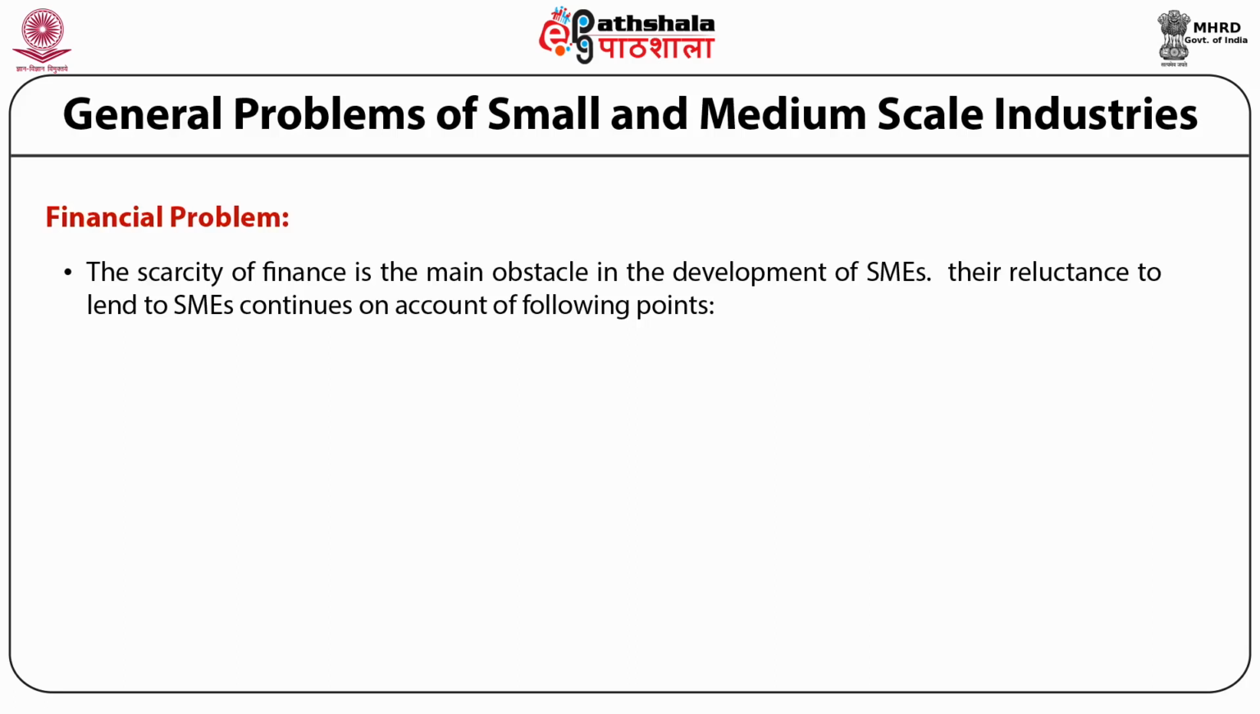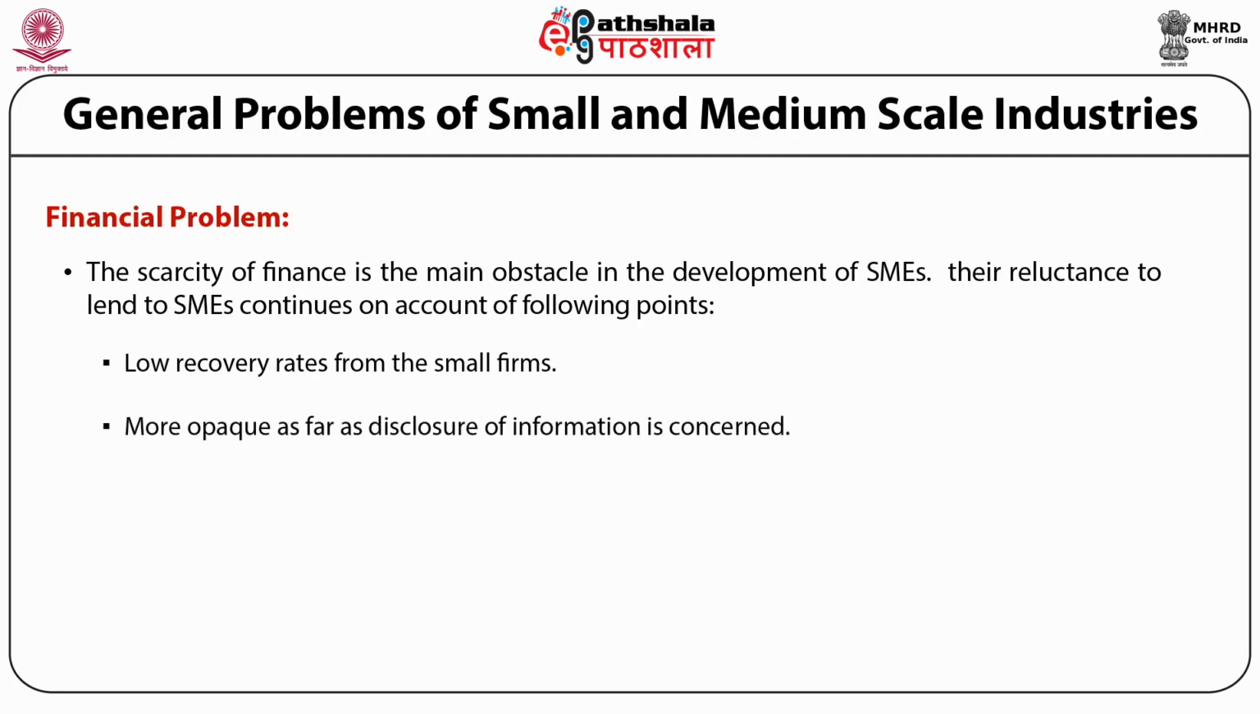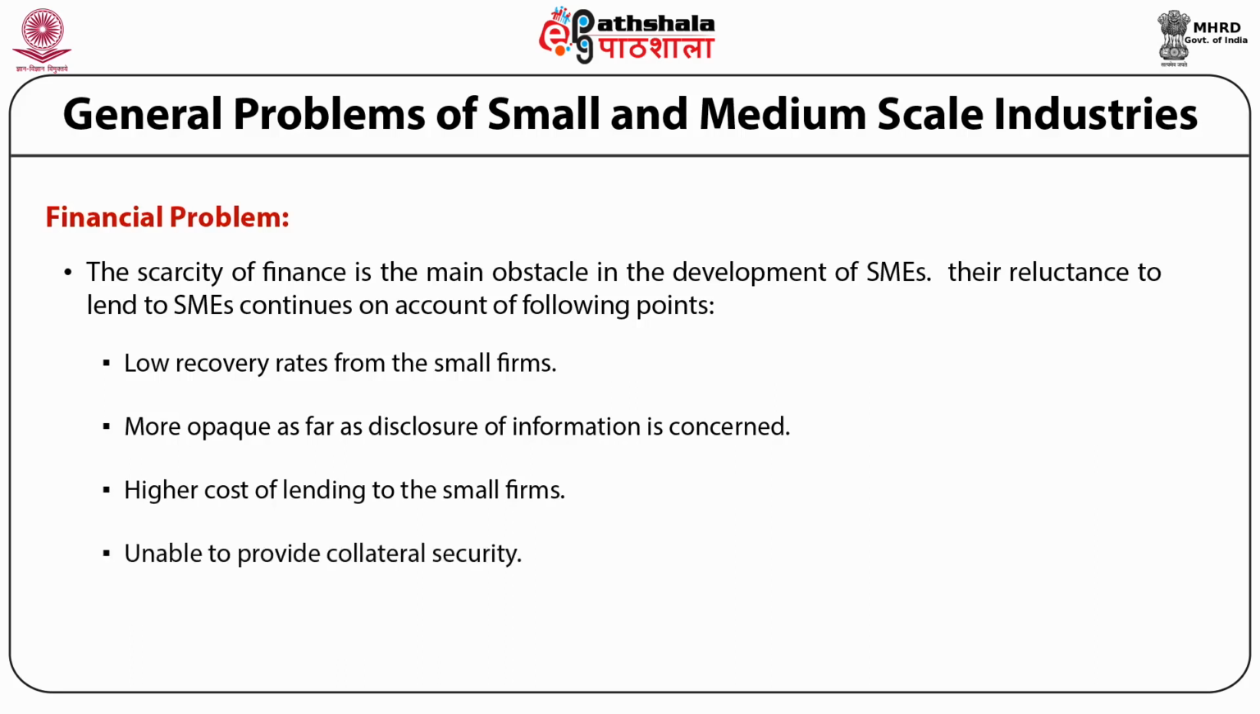So banks are mandated to provide 40% of their lending to the priority sector like agriculture, small scale industry and other small businesses. Although banks have met the priority sector lending targets on paper, the reluctance to lend to SMEs continues on account of various reasons: the low recovery rates from small firms, more opacity as far as disclosure of information is concerned, and higher cost of lending to small firms, along with their inability to provide collateral security.